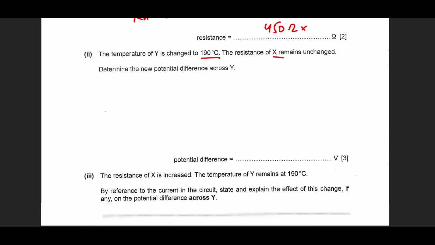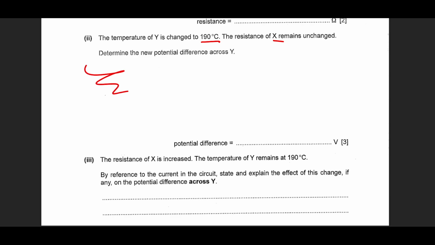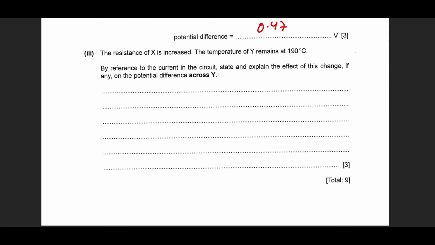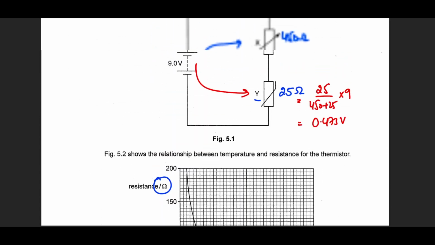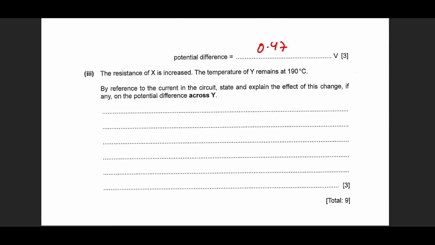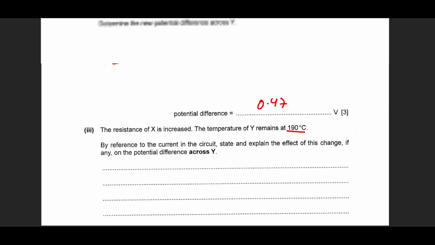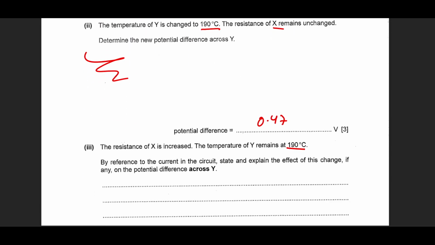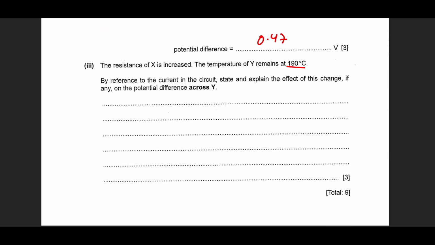So if you just narrow it down and copy that method over here, we come down to 0.47 volts. Now the next part, he says the resistance of X is increased. Now what is X? The X component is this one, right? And the other component is not disturbed. So it is still maintaining its own resistance of 25 ohms, but we're increasing the value of X, or increasing the resistance of X.